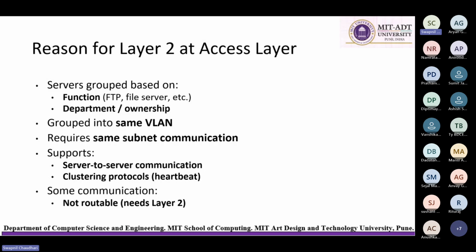Why the same VLAN? Whenever servers are in the same VLAN, they belong to the same subnet and can communicate directly using layer 2 switches. This ensures faster communication and low latency. When we talk about server-to-server communication, many applications require communication between servers, for example web server to web application server, and web application server to database server. This communication is faster when the servers are in the same subnet, that is, at layer 2.